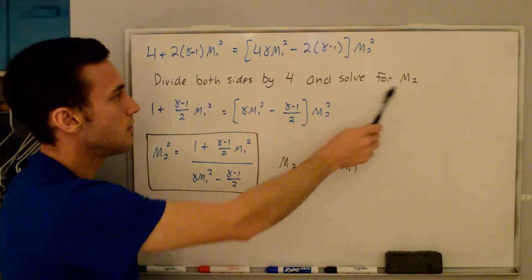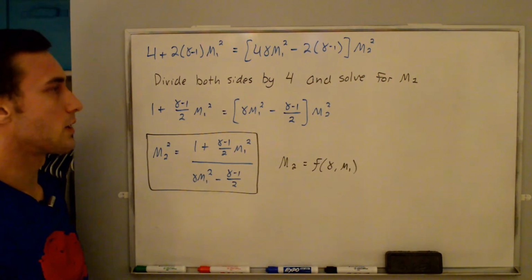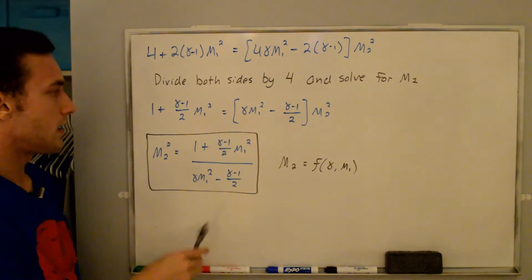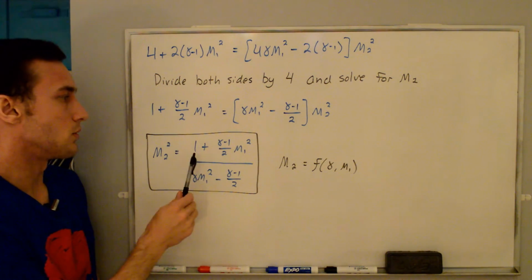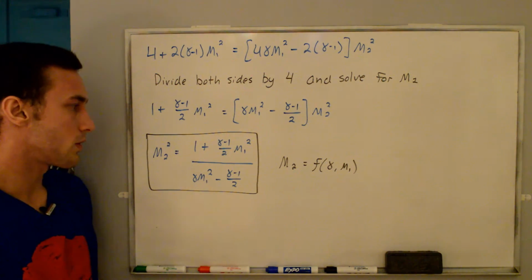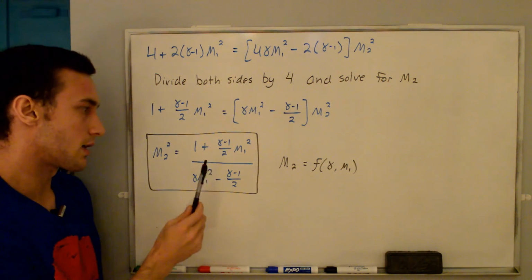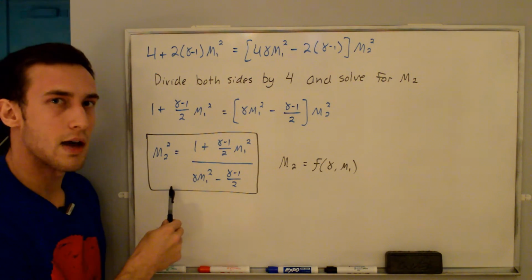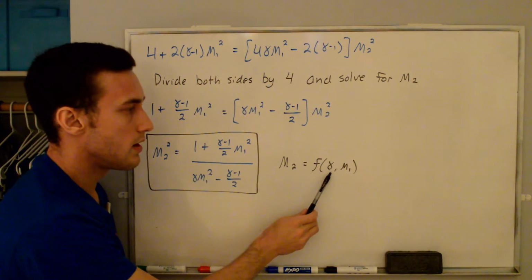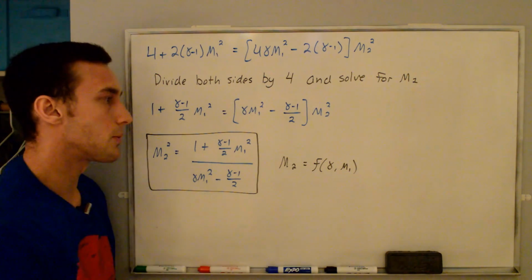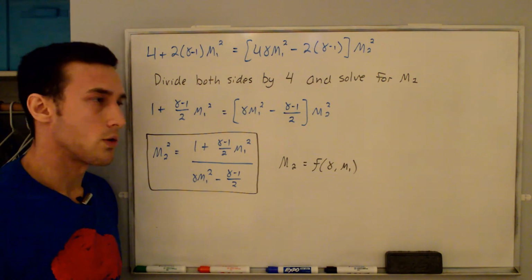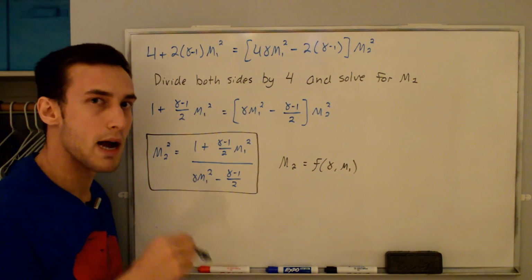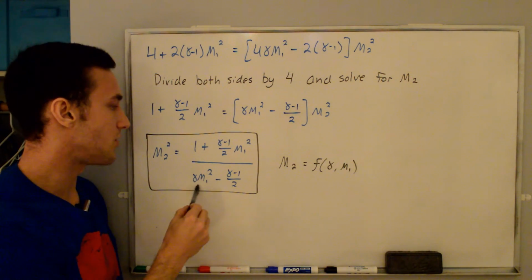And now we can finally solve for m2, so we're actually solving for m2 squared. All we have to do is divide this by this, and so we end up with m2 squared is equal to 1 plus gamma minus 1 over 2 m1 squared over gamma m1 squared minus gamma minus 1 over 2. This is the final form to solve for the downstream Mach number, knowing only the ratio of specific heats and the upstream Mach number. One important thing to note about this equation is, again, that it is m2 squared.